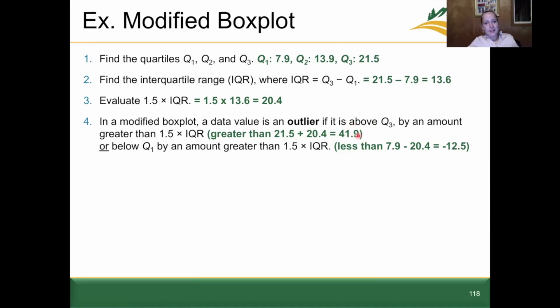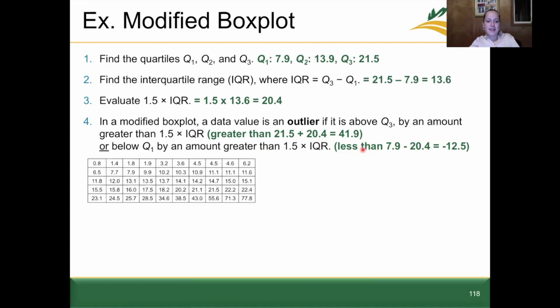Now on the other end of the data, a data value is an outlier if it's below Q1 by any amount greater than, again, 1.5 times the IQR. Now to calculate that numerically, we take Q1, we subtract 1.5 times the IQR. So for here, we have 7.9 minus 20.4 is equal to negative 12.5. Now I think it's important to calculate these first. And now let me show you what this looks like on a modified box plot.